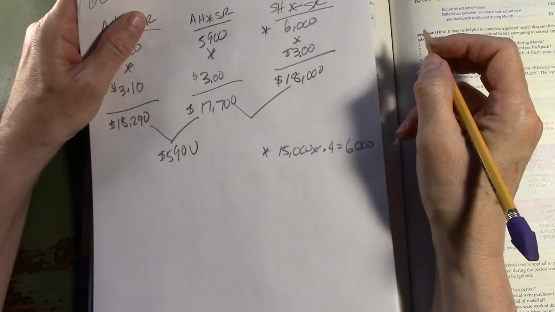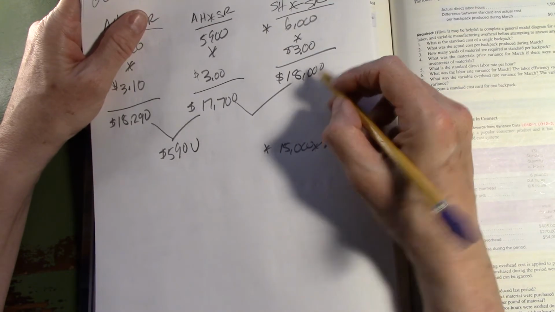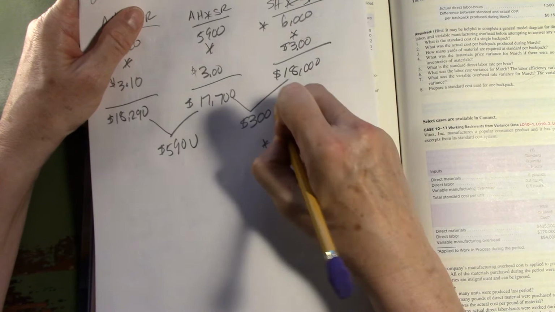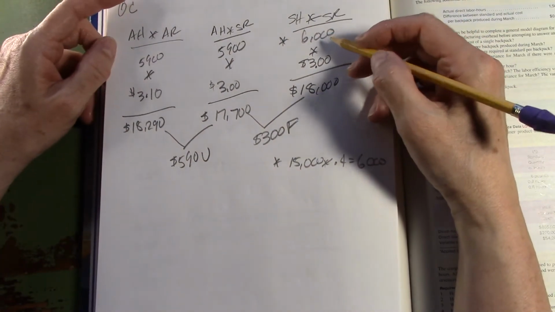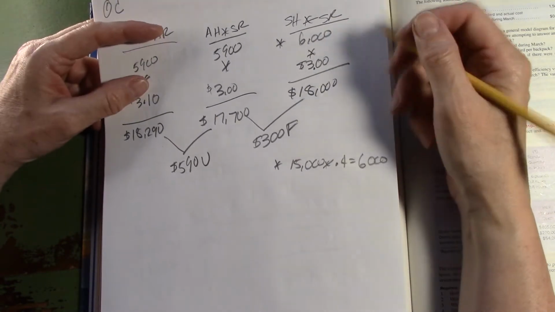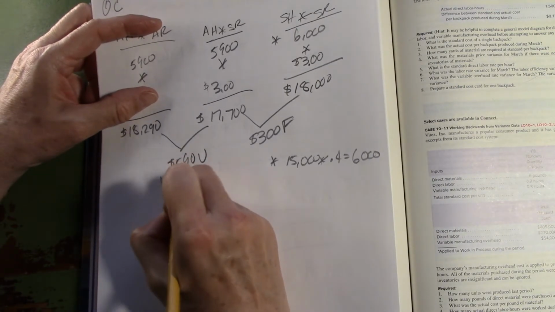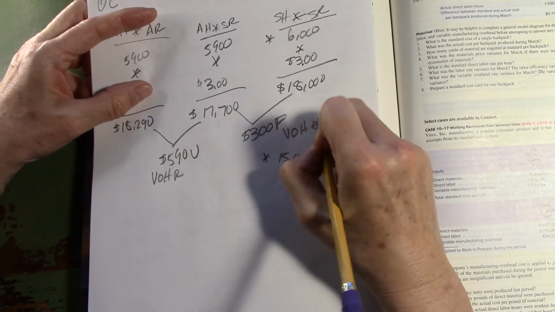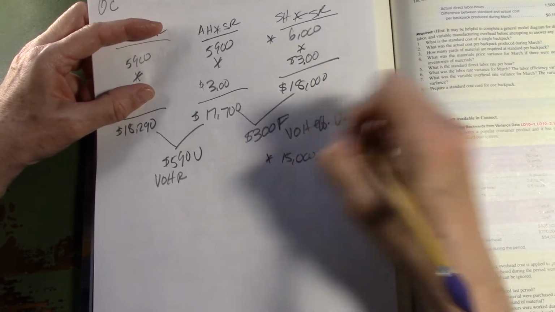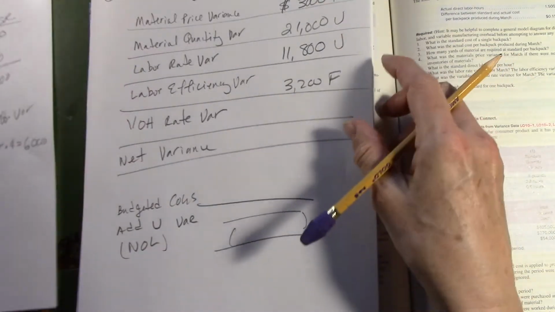All right, so then we've got a $300 favorable variance on the overhead efficiency, right? So variable overhead rate and variable overhead efficiency variance. Unfavorable, favorable. All right, so that was the last thing we needed to calculate, so I'll fill that into my summary.